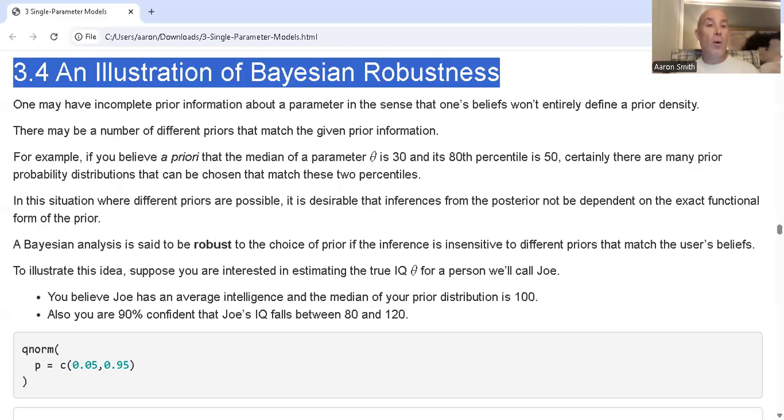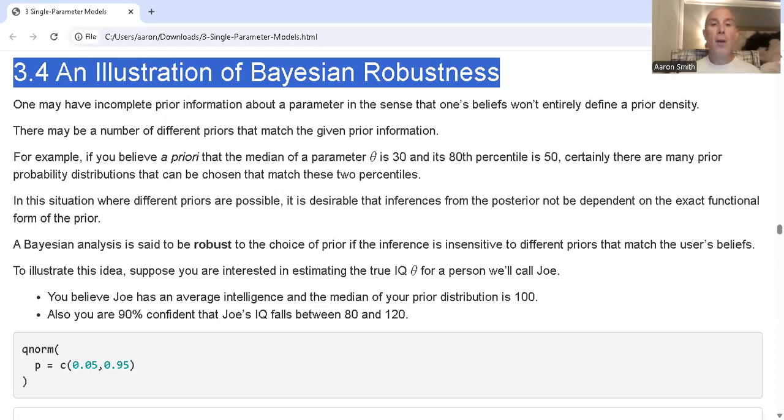In this situation where different priors are possible, it's desirable that inferences from the posterior not be dependent on the exact functional form of the prior. So a Bayesian analysis is said to be robust to the choice of prior if the inference is insensitive to different priors that match the user's beliefs.